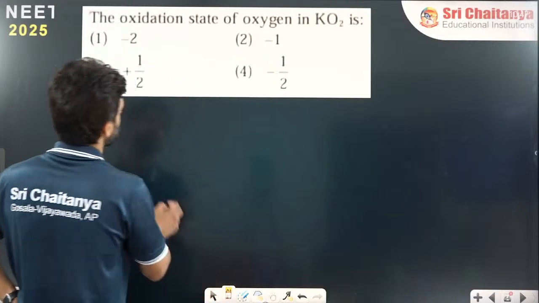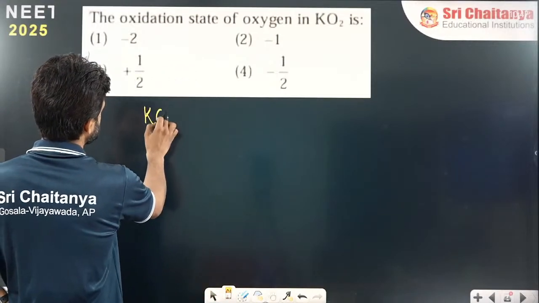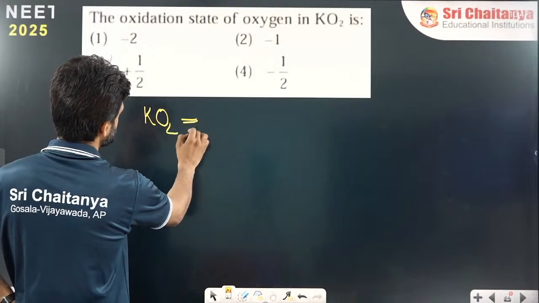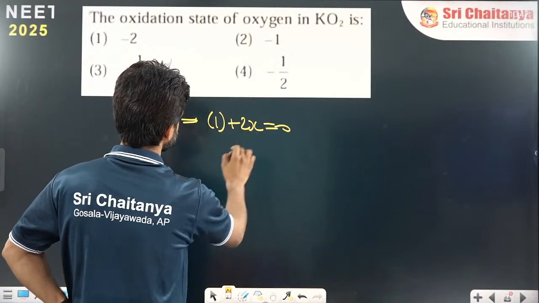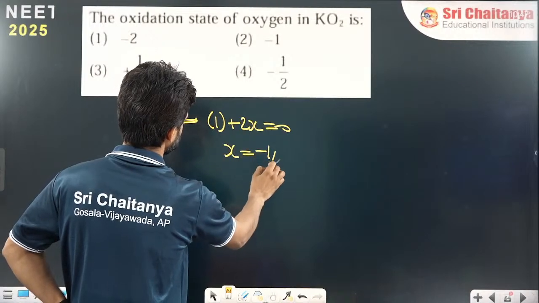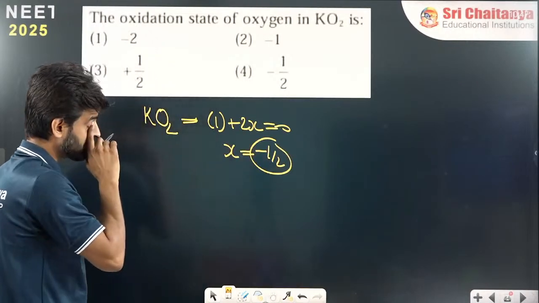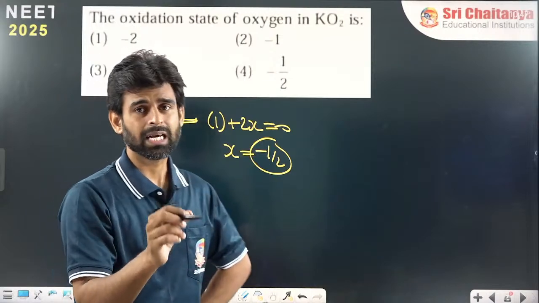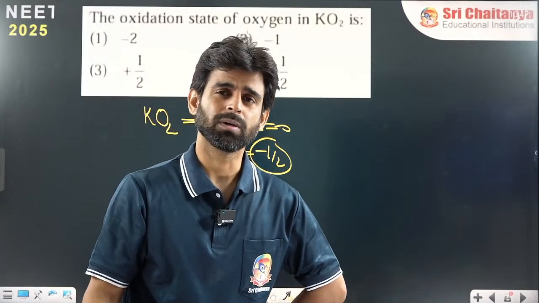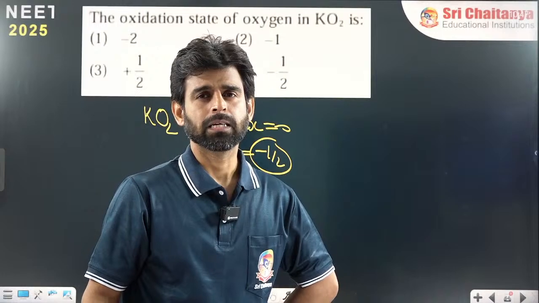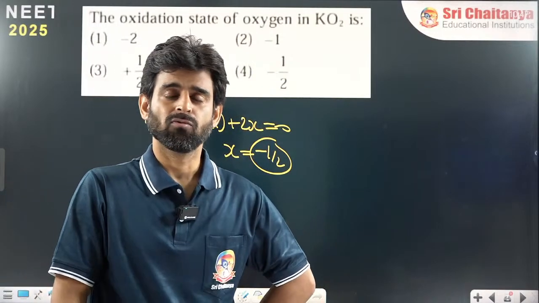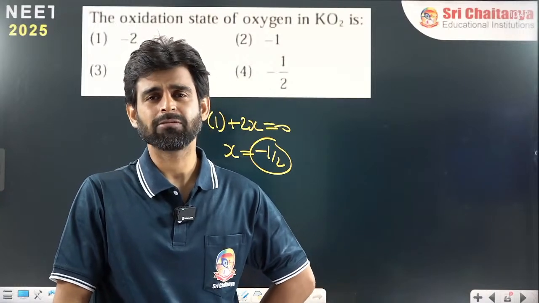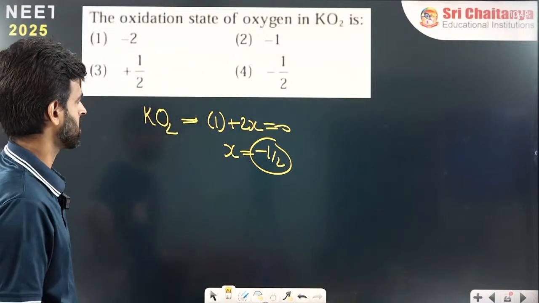The oxidation state of oxygen in KO2. But in KO2, K is never an exception, so K is +1 only. Oxygen how much? 2x equals 0. So what's coming? x equals -half. x is -half, beta. Oxygen in -half state means it is what? Superoxide. Normally oxygen has -2. When oxygen has -1, it is peroxide. -half means superoxide. So it is potassium superoxide.